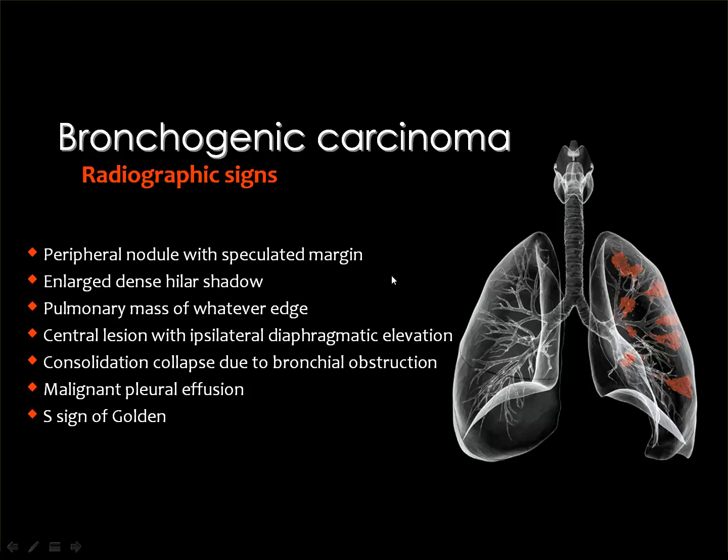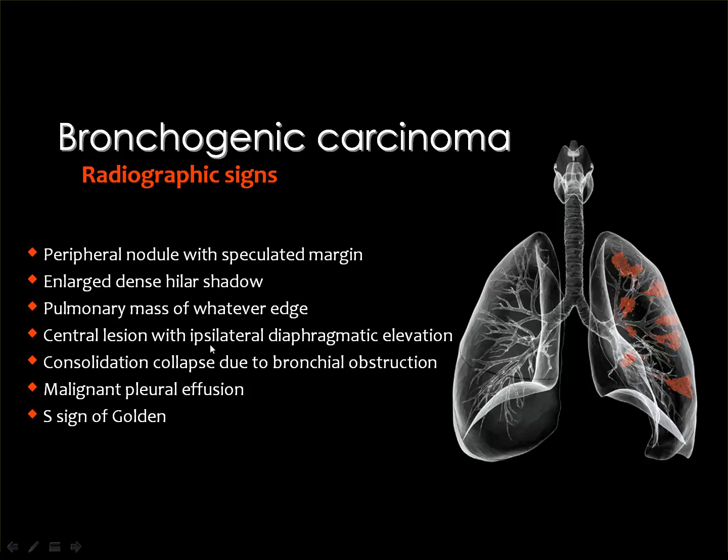These are the most important radiographic signs for the diagnosis of bronchogenic carcinoma. Number one is the detection of a peripheral pulmonary nodule with a speculated margin. Number two, enlarged dense hilar shadow. Number three is the detection of a solid pulmonary mass in an adult of whatever age and whatever CT density, either containing calcium or containing areas of breakdown.